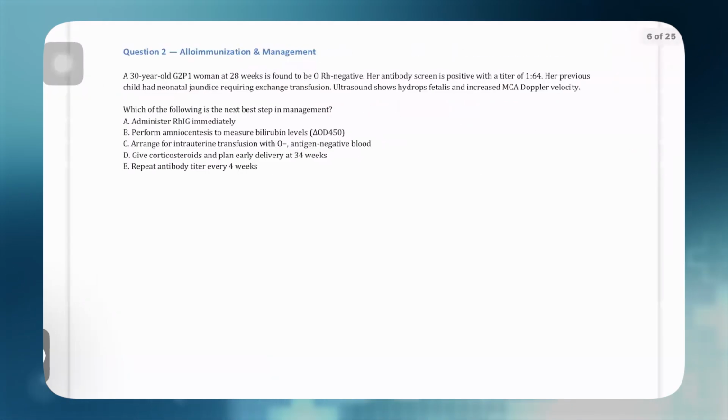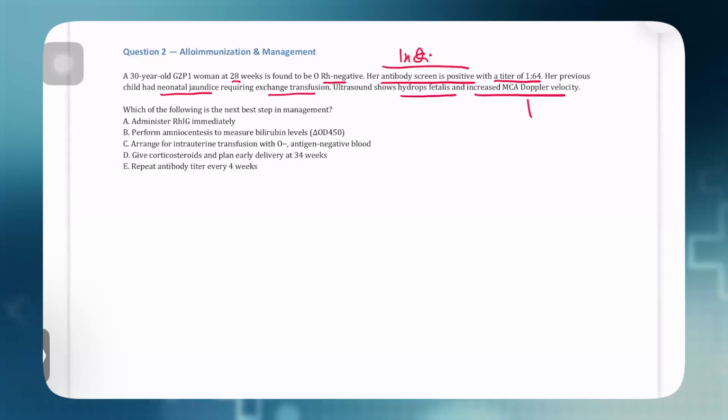Exactly correct answer. Now is RH alloimmunization and management of hemolytic disease of the newborn. A 30-year-old G2P1 woman at 28 weeks is RH negative. Her antibody screen is positive. So her indirect Coombs test is positive with a titer of 1 is to 64. Her previous child had neonatal jaundice requiring exchange transfusion. Ultrasound shows hydrops fetalis and increased MCA Doppler velocity. That means the fetus has anemia. Which of the following is the next best step? She's just 28 weeks.